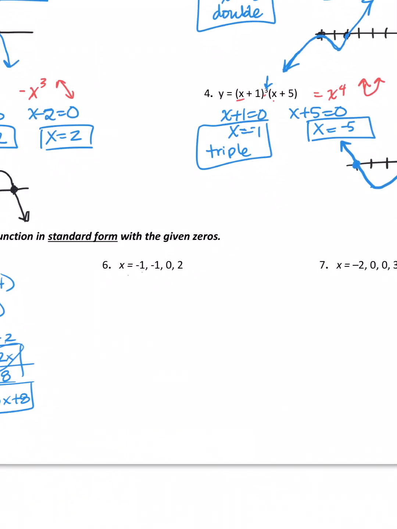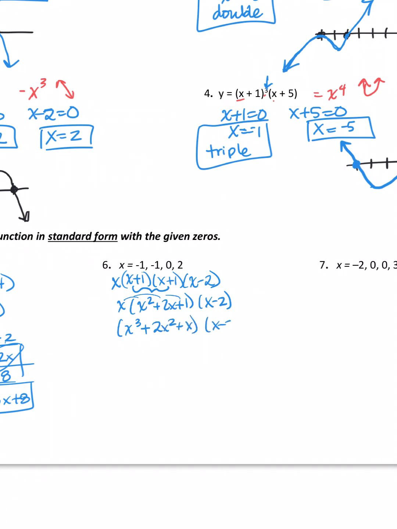All right, this one, an x plus 1 gives me negative 1. Notice I have it twice. What gives me a 0? Well, just a nice little x will give you a 0. So I just put that out the front so it's easier to gather together. And then a positive 2 would come from x minus 2. Okay, so I'm going to FOIL these two first. So I'll have x squared plus 2x plus 1 times x minus 2. Now I'm going to distribute this x across. So I'll have x to the third plus 2x squared plus x times x minus 2.